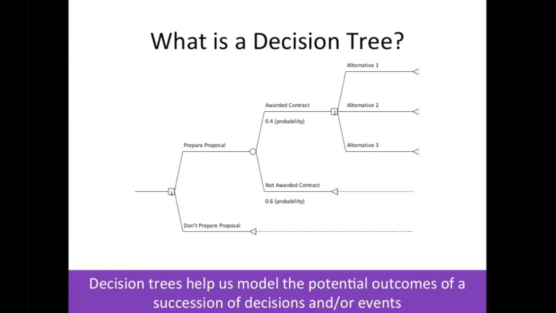So here you're looking at an example of a decision tree. Decision opportunities are modeled by a square node with at least two branches, and decision alternatives can lead to either a subsequent decision or an event with a random outcome. Events are always modeled by a circular node, and each branch of an event node has an associated probability, and the probabilities of all the outcomes must sum to 1 for that event.